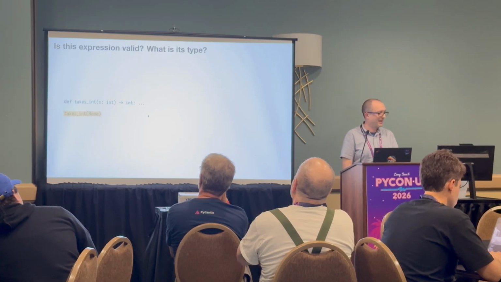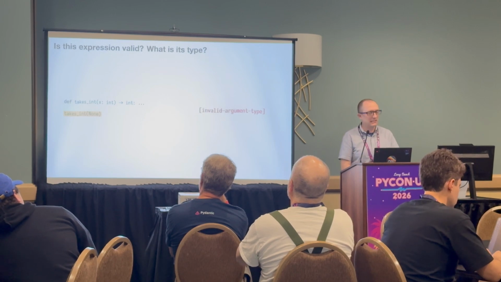Yeah. Okay, what about this one? Is this valid? No, it's not. We get an invalid argument type because none is not an int. Okay, next we have a generic function. It takes in a t and it returns a t. Now we're passing in a 2. Is this valid? Yes. What's its type?